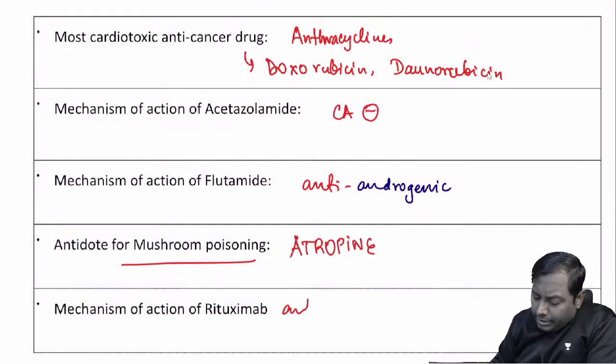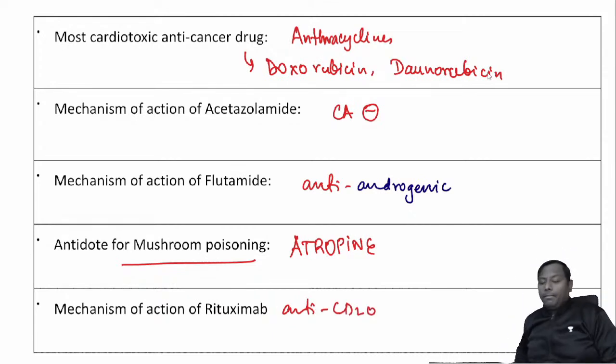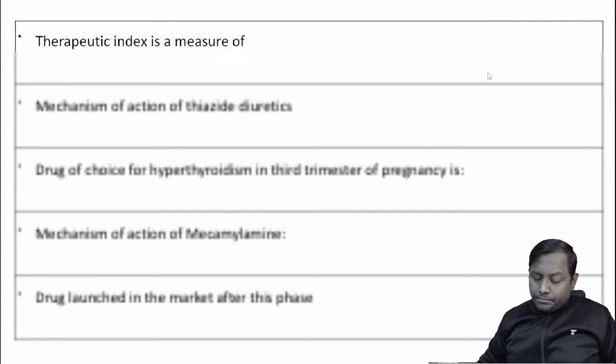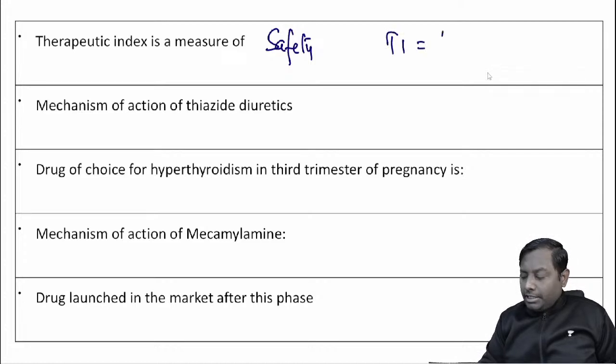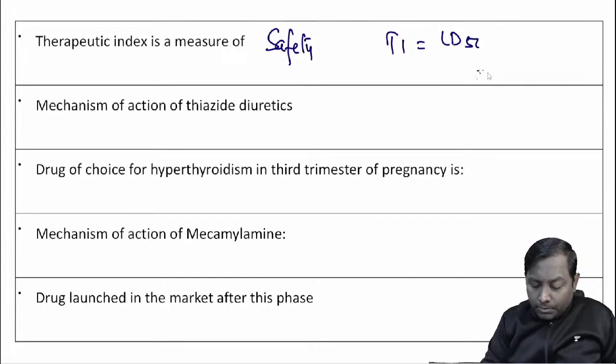Rituximab is an anti-CD20 monoclonal antibody. I'll talk about rituximab in the immunomodulator chapter as well. Okay. Therapeutic index actually is a measure of what? It's a measure of safety. How will you calculate therapeutic index? It is lethal dose divided by the effective dose. The simple mnemonic for this one will be TILE: therapeutic index is equal to lethal dose divided by the effective dose in 50% of the population.